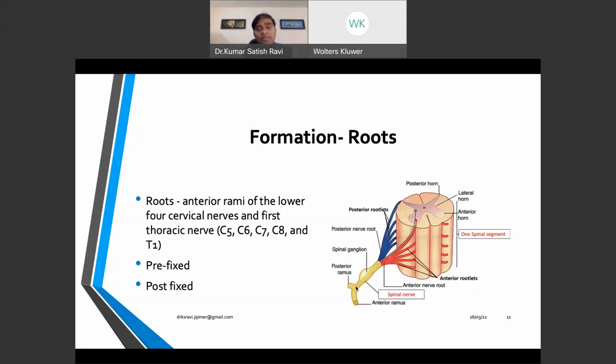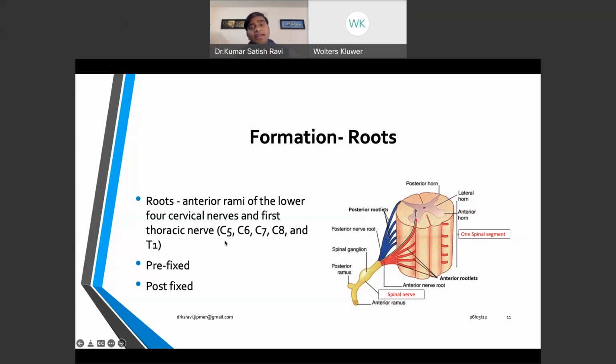So I was talking about the different conditions, the prefixed condition and the postfixed condition. Basically, in the formation of the brachial plexus, there is a contribution from C5 to T1. But depending on the contribution of the other spinal nerves, different conditions have been defined. In the prefixed condition, there will be contribution from C4, and the contribution from T1 will be diminished. Whereas in the postfixed condition, there will be contribution from T2, whereas the contribution from C5 will be diminished.